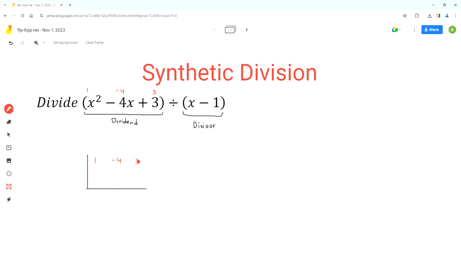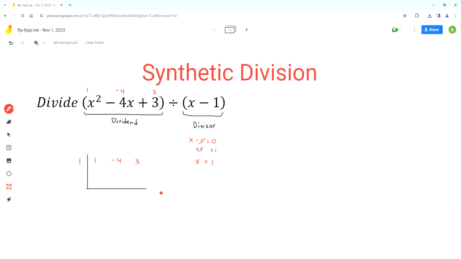Now we'll write the number from the divisor. For that, we set the divisor equal to 0 and then solve for x. So we add 1 to both sides. The ones on the left side cancel each other out. So we are left with x equals 0 plus 1, which is 1. So we'll use this 1 and write it outside the division symbol for synthetic division. So this is the setup for synthetic division.